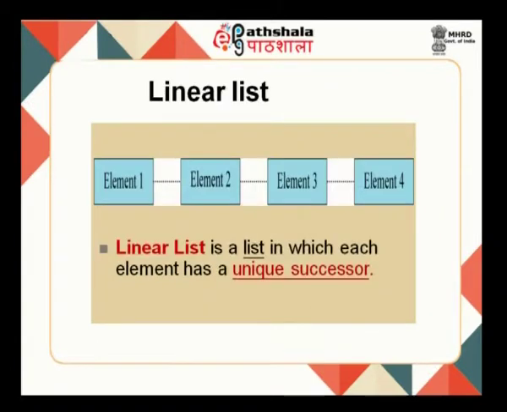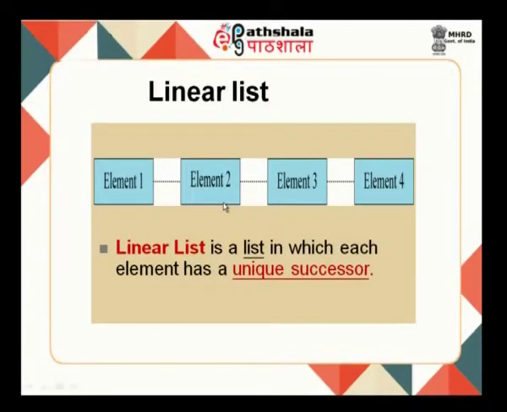We are here talking about a linear list. So, this linear list contains elements 1, 2, 3, 4, and this linear list is a list in which each element has a unique successor. So, element 1 has a successor 2, 2 has a successor 3, 3 has a successor 4.